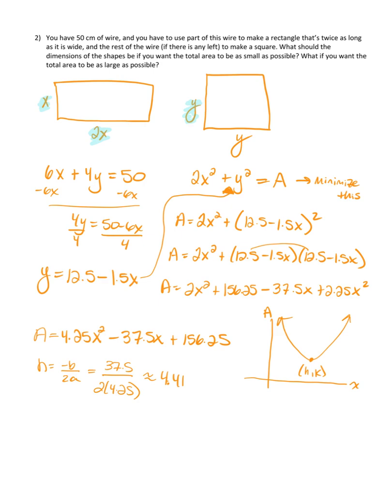Okay, so that means that x is 4.41, 2x would be 8.82, and then y I can calculate using this formula, right? I have an equation that tells me y. So y is 12.5 minus 1.5 times 4.41, and that gives me about 5.885. So those are the answers to minimizing the area of those two shapes.